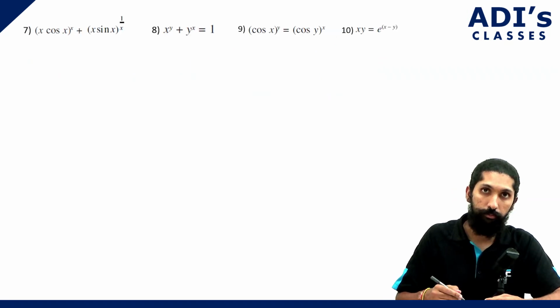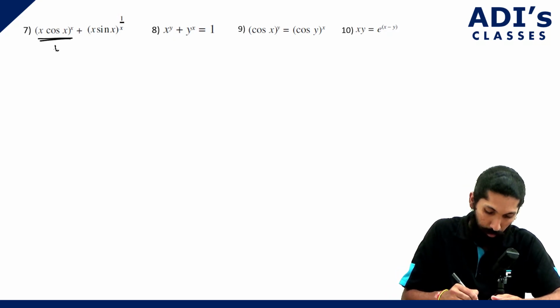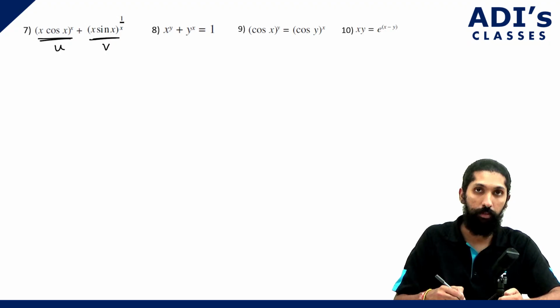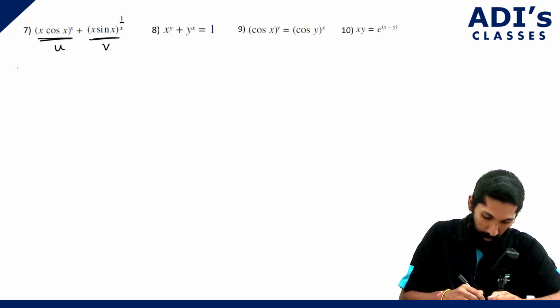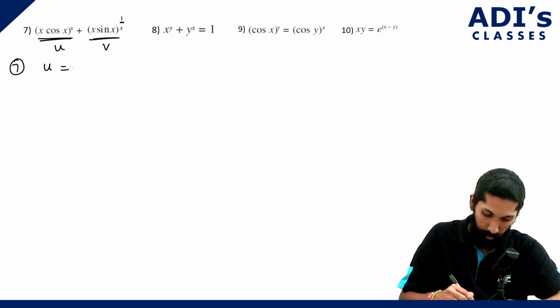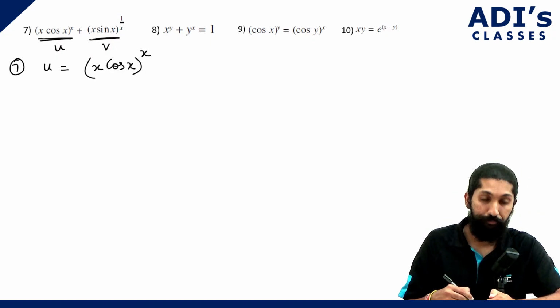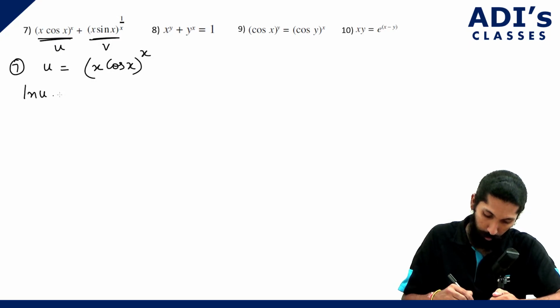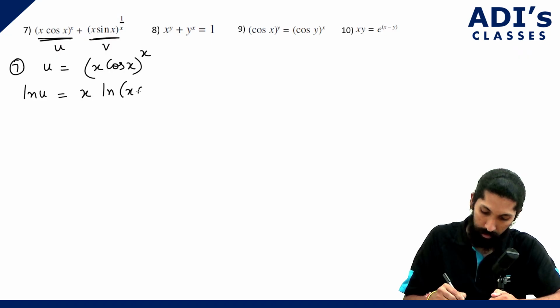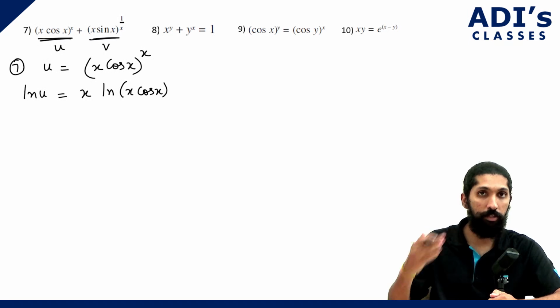Let's do the seventh one now. For the seventh one, again, it's the same logic. Call this u, call this v. So for the seventh one, we first do u is equal to x cos x whole to the power of x. Take log. Log of u is equal to x into log of x cos x. Here you have to apply the product rule and the chain rule both.